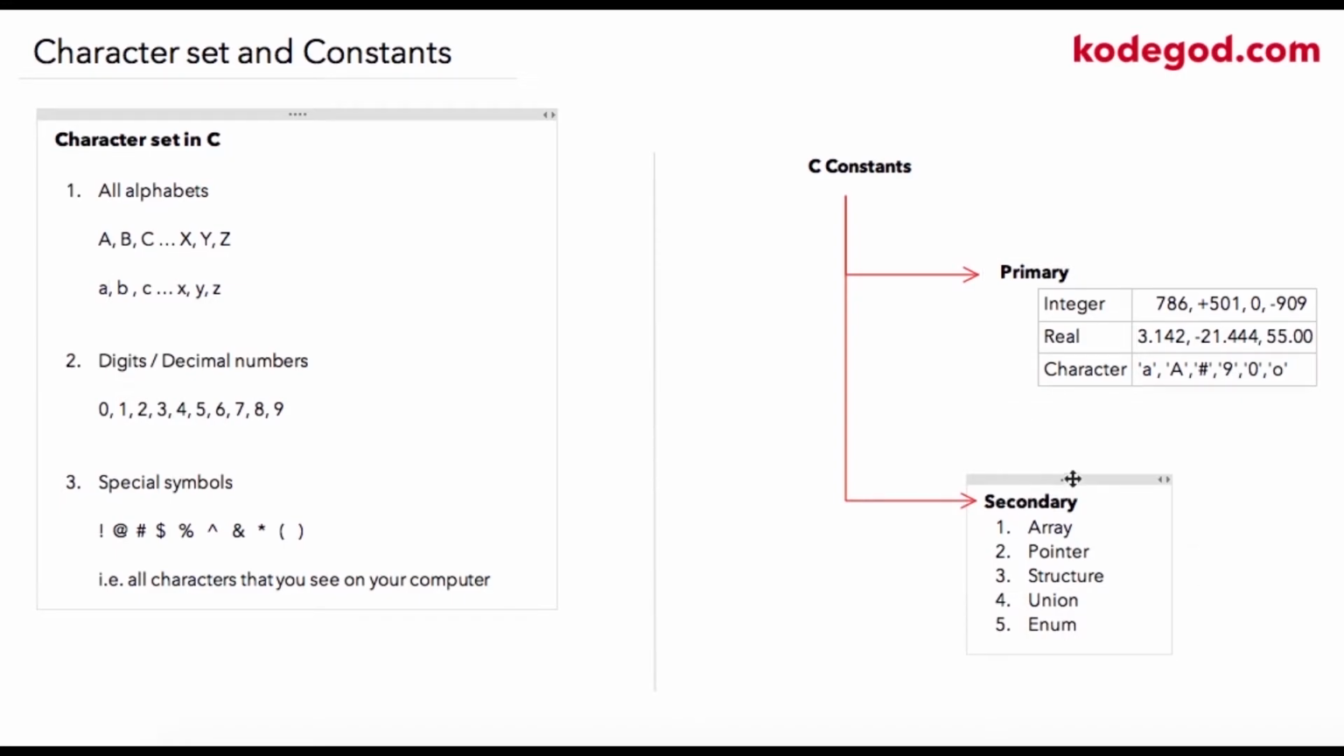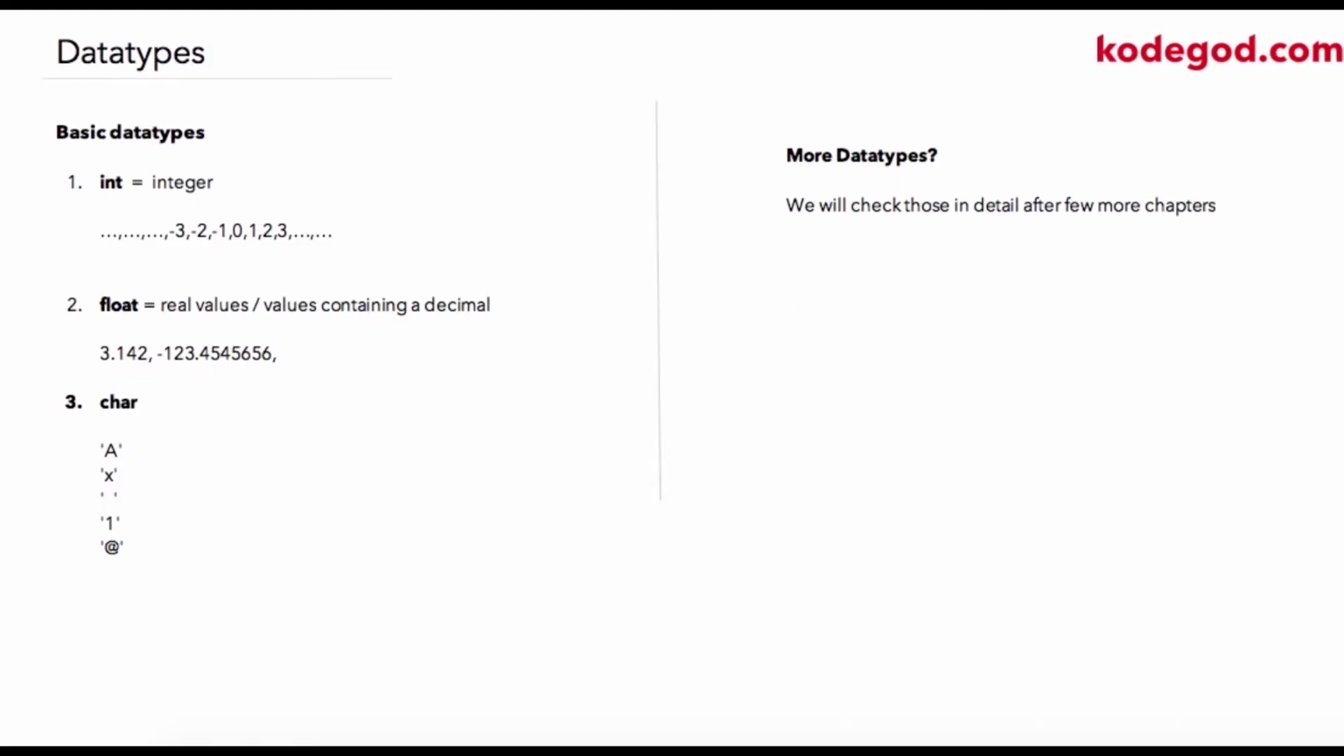Then we have secondary constants: arrays, pointer, structure, union, enum. These are secondary constants. We are going to check all these as our study progresses. Now we are going to check basic data types in C. So we are going to start with int, float, and char.